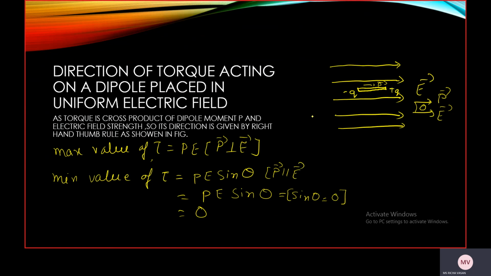Then let us draw the diagram again. If our dipole is anti-parallel, that means it is opposite. Here we have plus q and here we have minus q. So the direction of the dipole moment is opposite to that of the electric field. So P is opposite to E. Let me write it like this.